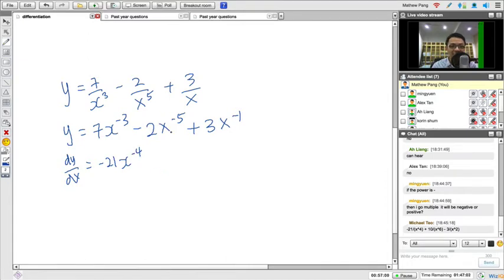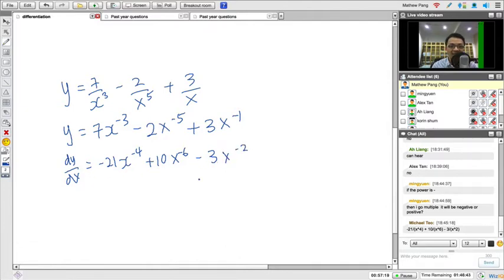Alright, so same to this one. Negative 5 multiple negative 2, we get positive 10. This one will be negative 6 because negative 5 minus 1. And same to this one, it will be minus 3, because negative 1 multiple 3, you get negative 3. Alright, and then this one is x power of negative 2.